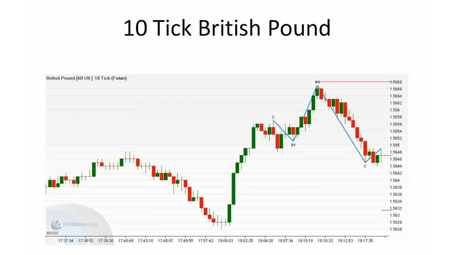Next one we have is in the 10-tick British pound. Again, we have a very large move up, sideways correction, another move up. Don't let these worry you. We are in the 10-tick time frame, so these move fairly quickly. So would that be considered a straight line in a 10-tick time frame? Yes, it would, because this would bother me in a 2-minute or a 5-minute, these two sides here.